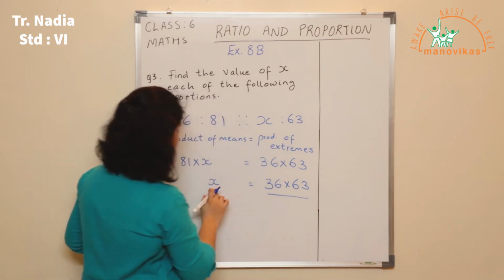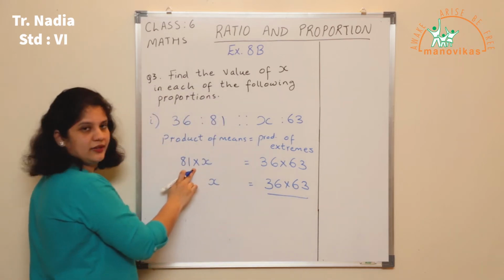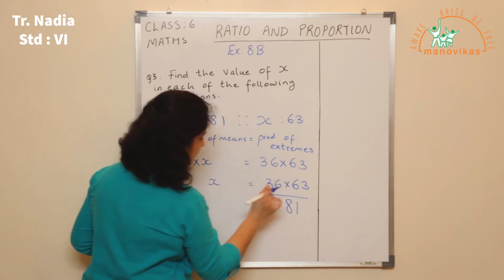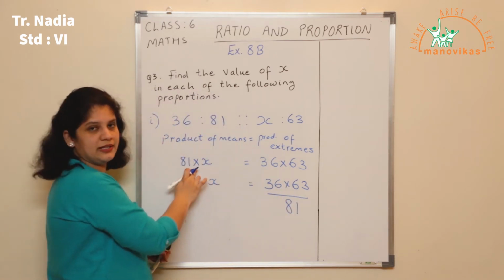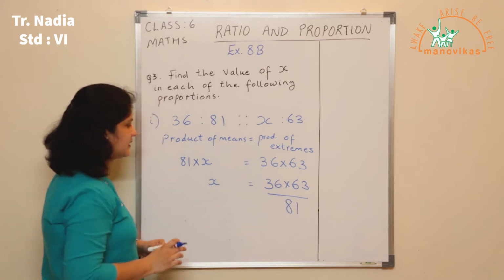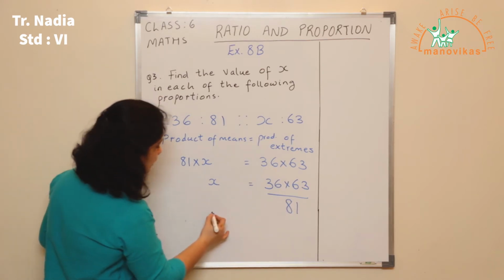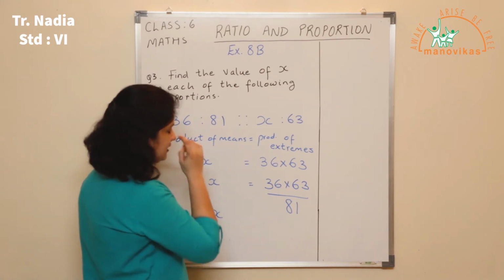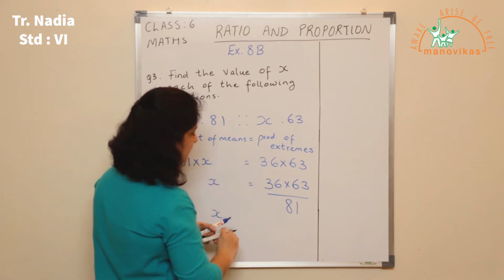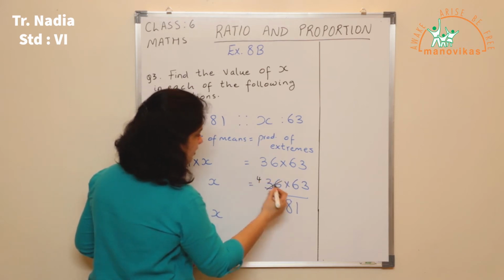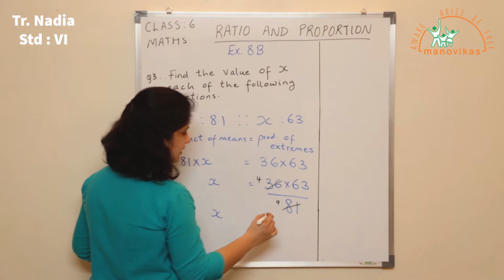So I will leave the x alone. 81 which is multiplied over here, when it goes on the other side will become divide. So the 81 which was multiplied became divide on the other side of the equation and the x is left alone. Now you will find the value of x. You will see what you all can reduce over here. Like 81 and 36 I can reduce using the 9 table. 9 4s are 36, 9 9s are 81.